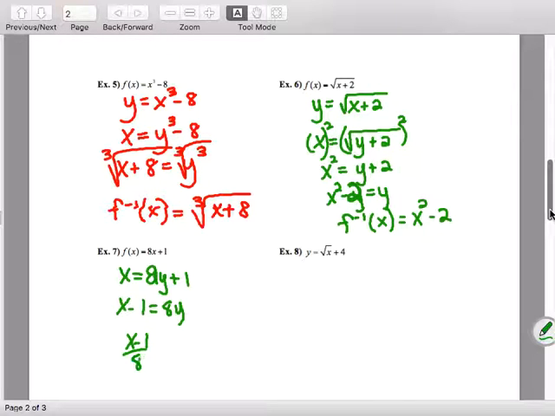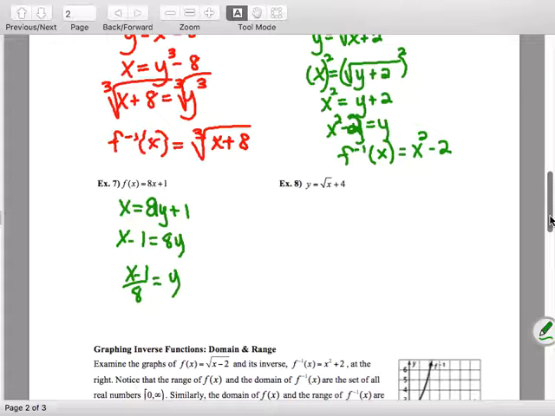Alright, dividing by 8. So I'm going to rename this. F inverse of x is x minus 1 over 8. And, you know, if the function is named g of x, its inverse is g inverse of x. You don't go name it f inverse.